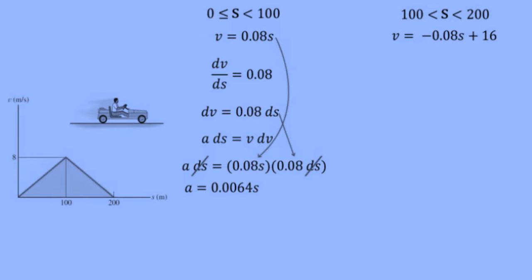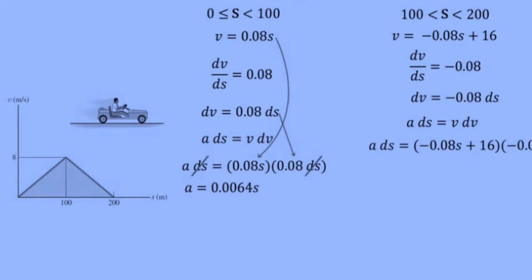It is the same for the second segment. Take the derivative of the velocity equation. We get dv over ds is equal to minus 0.08. Manipulate it and write it as dv equals minus 0.08 ds. Substitute this into our a ds equals v dv equation. We have a ds equals minus 0.08 s plus 16 times minus 0.08 ds. Simplify to get your acceleration equation. Now you can plot the acceleration equation or find the acceleration value at a specific position.